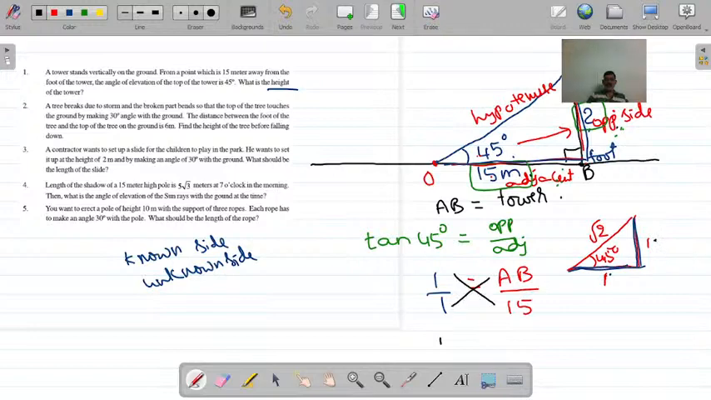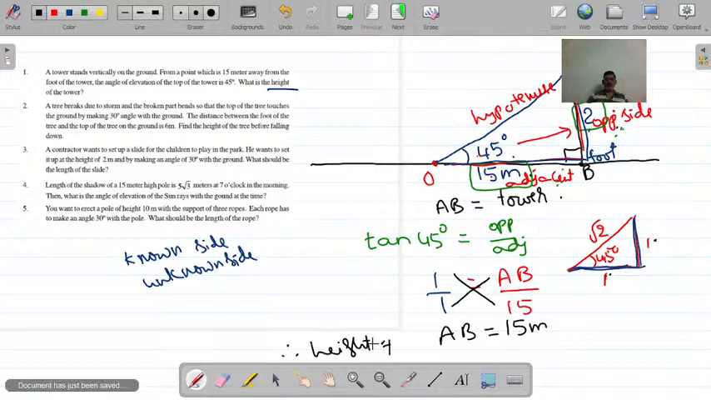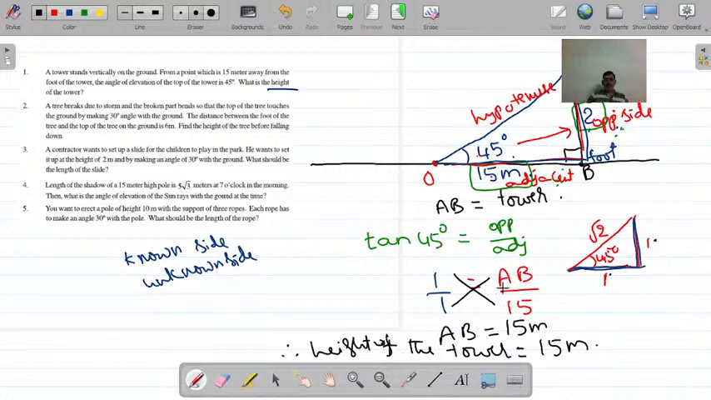So AB is equal to 15 meters. What is AB? Height of the tower. So therefore the height of the tower is equal to 15 meters. Okay, this is as simple as it is. If you understand how to solve these types of problems, you can do them very easily. I hope all of you understood this.